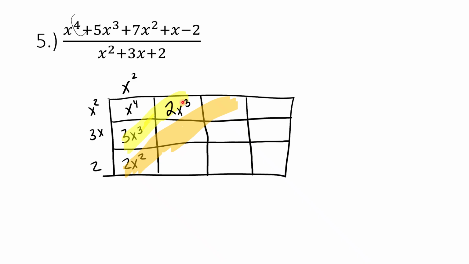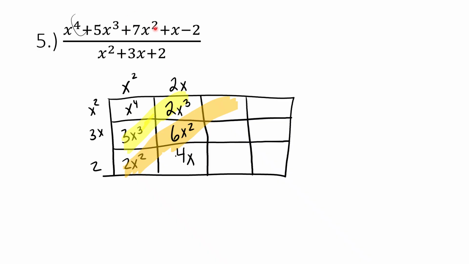So x squared times what would give me 2x to the 3rd? Well, that's got to be 2x. Now I can multiply to find these two. 2x times 3x is 6x squared, and 2x times 2 is 4x. I had a brain fart there for a second. Now I do have enough information to find this. So 2x squared plus 6x squared is 8x squared.